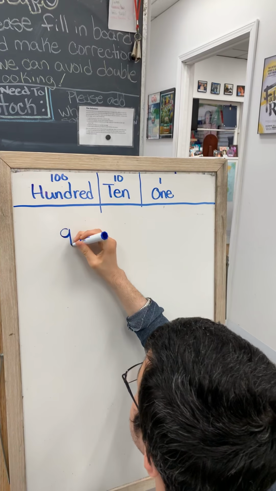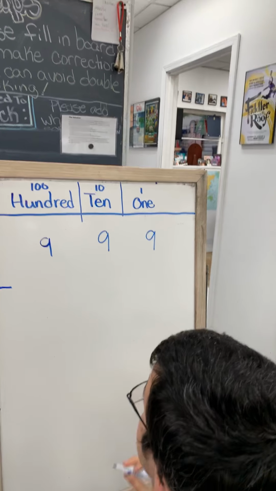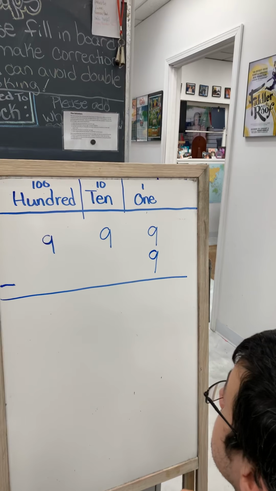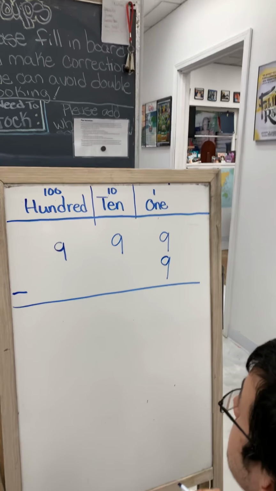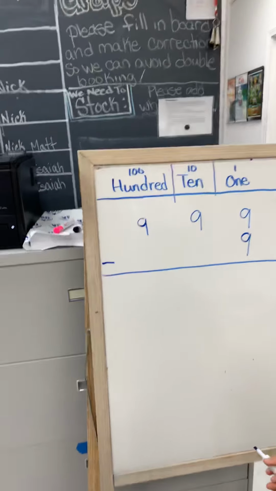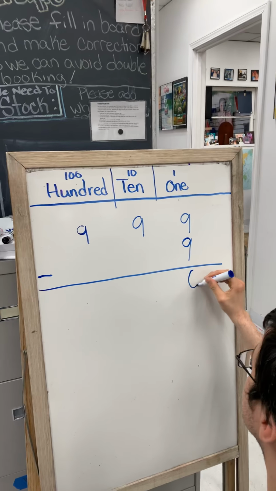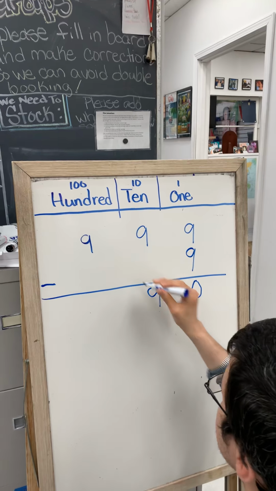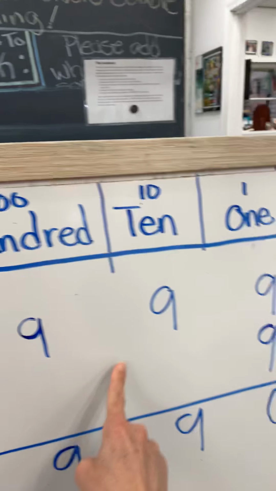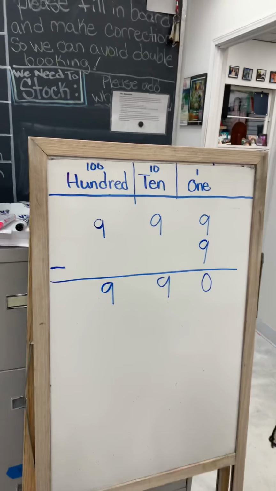999 minus 9. Once again, I tried to trick you. 9 has 0 hundreds and 0 tens, so you should not put the 9 in the hundreds space. So start with the ones. 9 minus 9. That's 0. Notice right here, you can put a 0 to hold your place, but you do not need a 0. If you put nothing there, it's the same as saying 0.